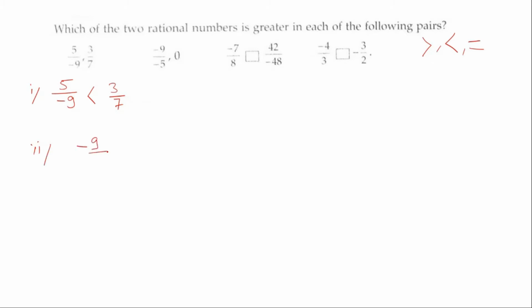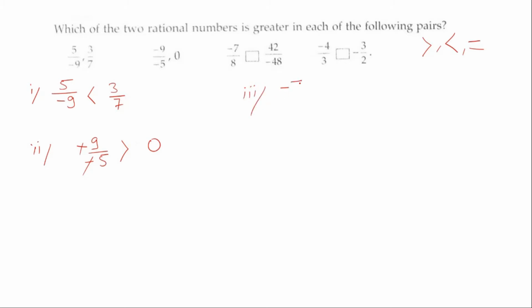Minus 9 by 5, minus 9 by minus 5 and 0. So here if we deduct these symbols, then we will get 9 by 5 and 0. So by seeing these rational numbers, we can say that 9 by 5 is greater than 0. Let us move to number 3.